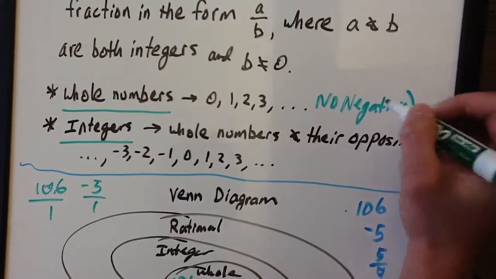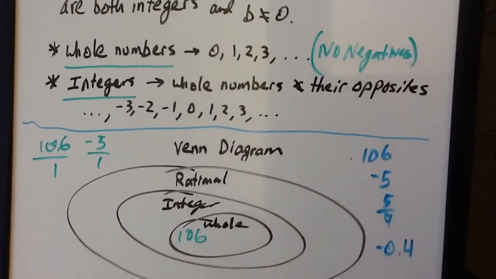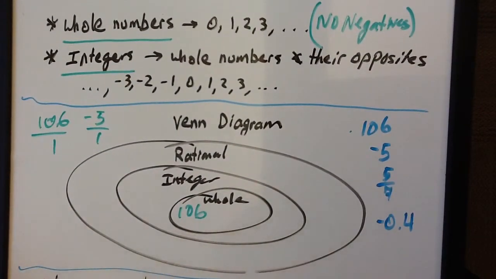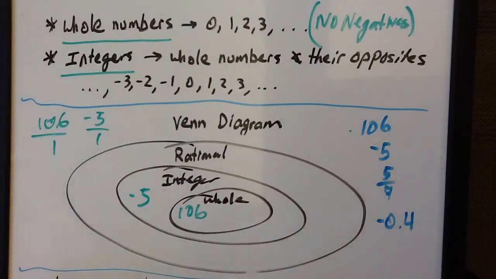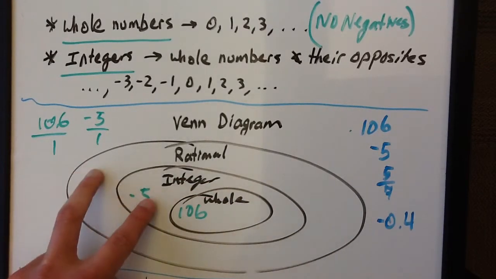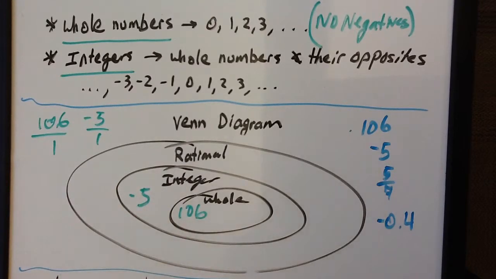No negative numbers are whole numbers, okay? So if it's negative, that rules out the possibility of it being whole. So -5 is only in the integer and rational circles. It's not in the whole number circle.